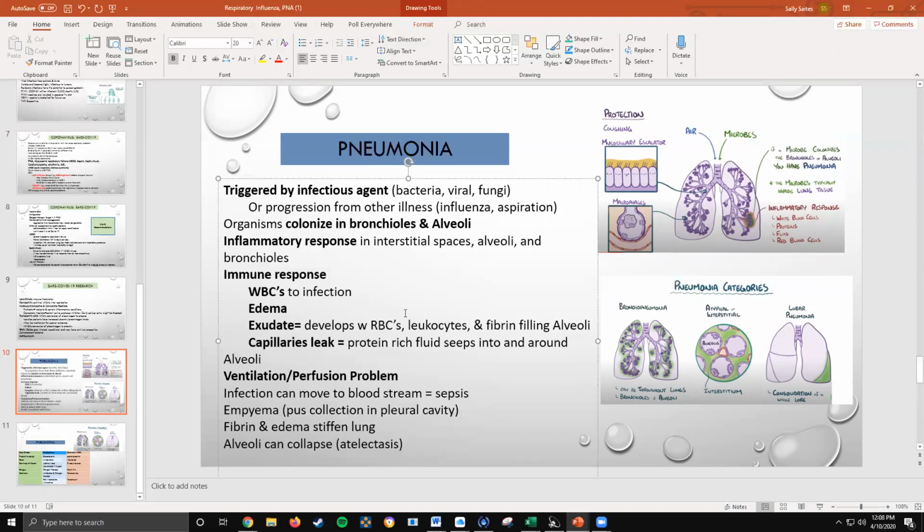Okay, guys, so let's talk about pneumonia. And we're not going to talk about COVID here. We're just going to talk about pneumonia in general. And whether it's bacterial, viral, or fungal, the process is very similar. But it can also be caused by influenza and aspiration. Bacterial, influenza, and aspiration are probably the three most common.